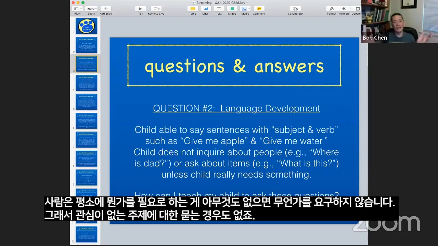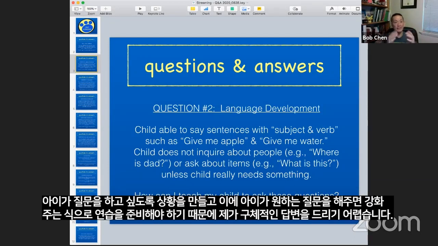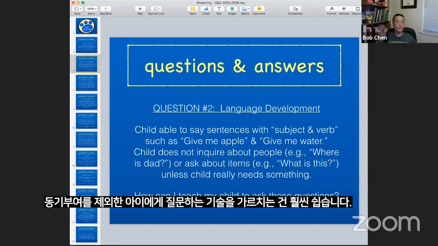Because when you don't need anything, why would you ask for it? At the end of the day, none of us ask questions that we have no interest in. And so with respect to that one, that's harder because then you're going to have to set up situations where they can ask that question. And by asking that question, they get some sort of reinforcement for that. Now, in terms of actually teaching the child to ask questions, that's a lot easier to accomplish.